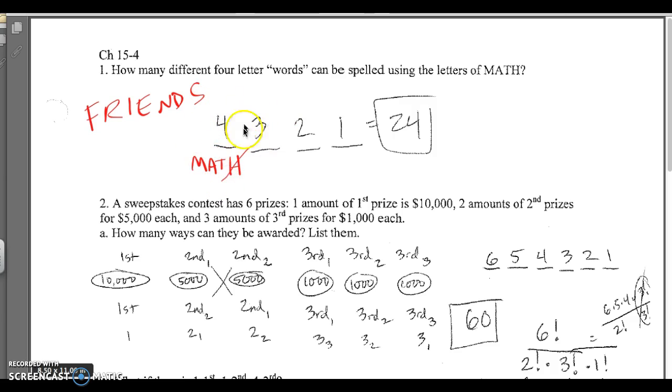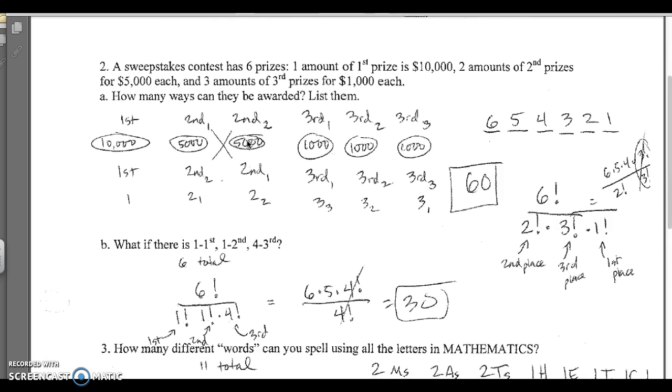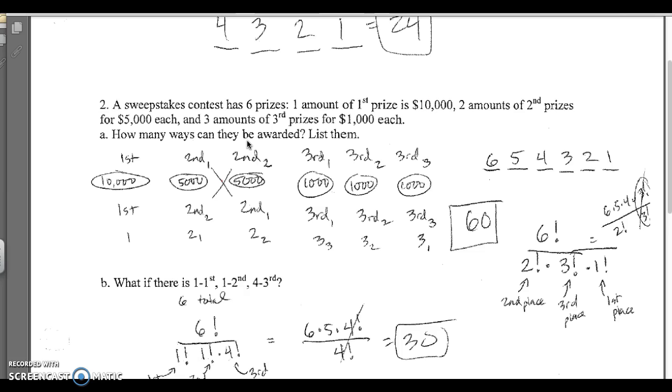Take one out, we have 3 in the next one. Take one out, we have 2 in the next one, and so on. So we get 24. Now the thing is, we're going to be looking at words or even options where there are going to be repeats now. So as we take a look at number 2, we're not going to use a word per se, but we have this contest. And in this contest, we have first prize, which is basically earning $10,000, 2 amounts of second prizes, which is $5,000 each, and 3 amounts of third prizes, which is $1,000 each.